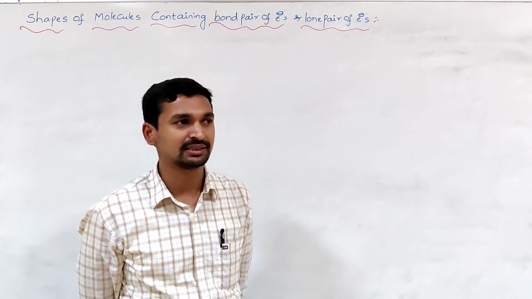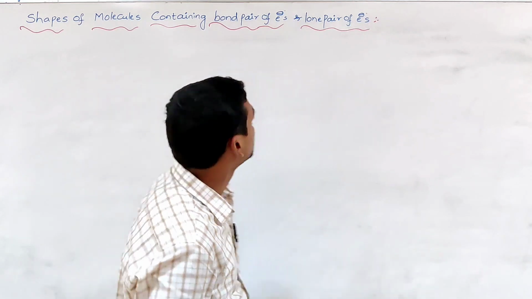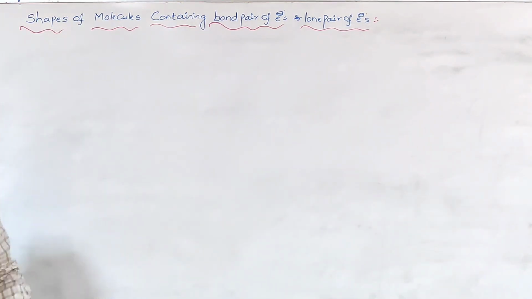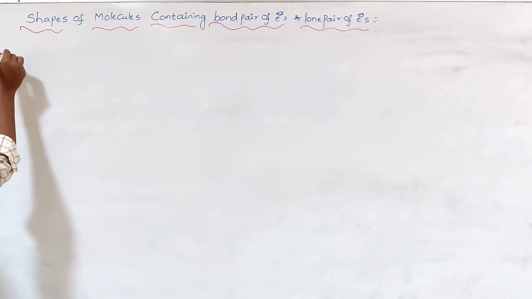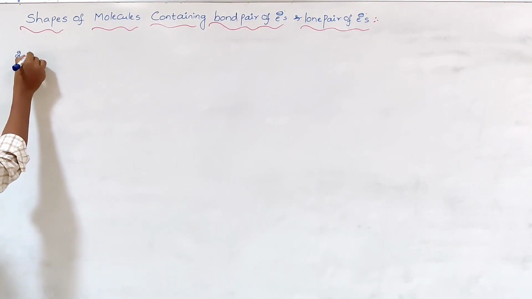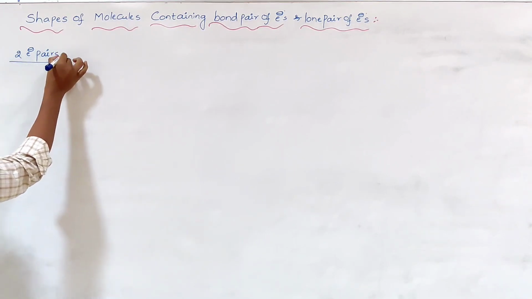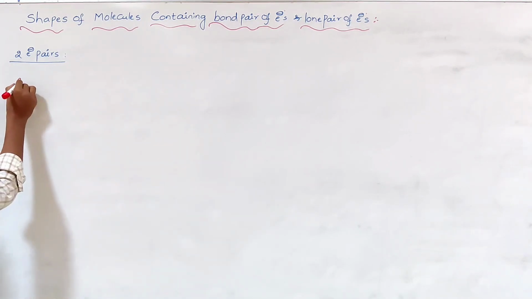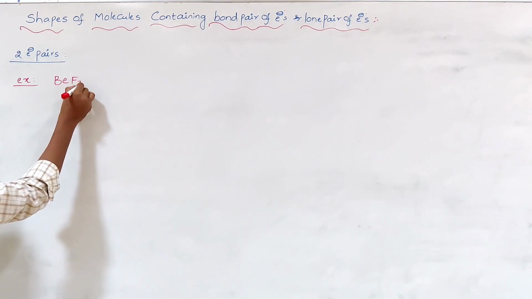Now, in today's class, we will discuss the geometries with different examples, simply the shapes of molecules containing bond pairs of electrons and lone pairs of electrons. The very first example is related to two electron pairs. That example is the beryllium fluoride molecule.